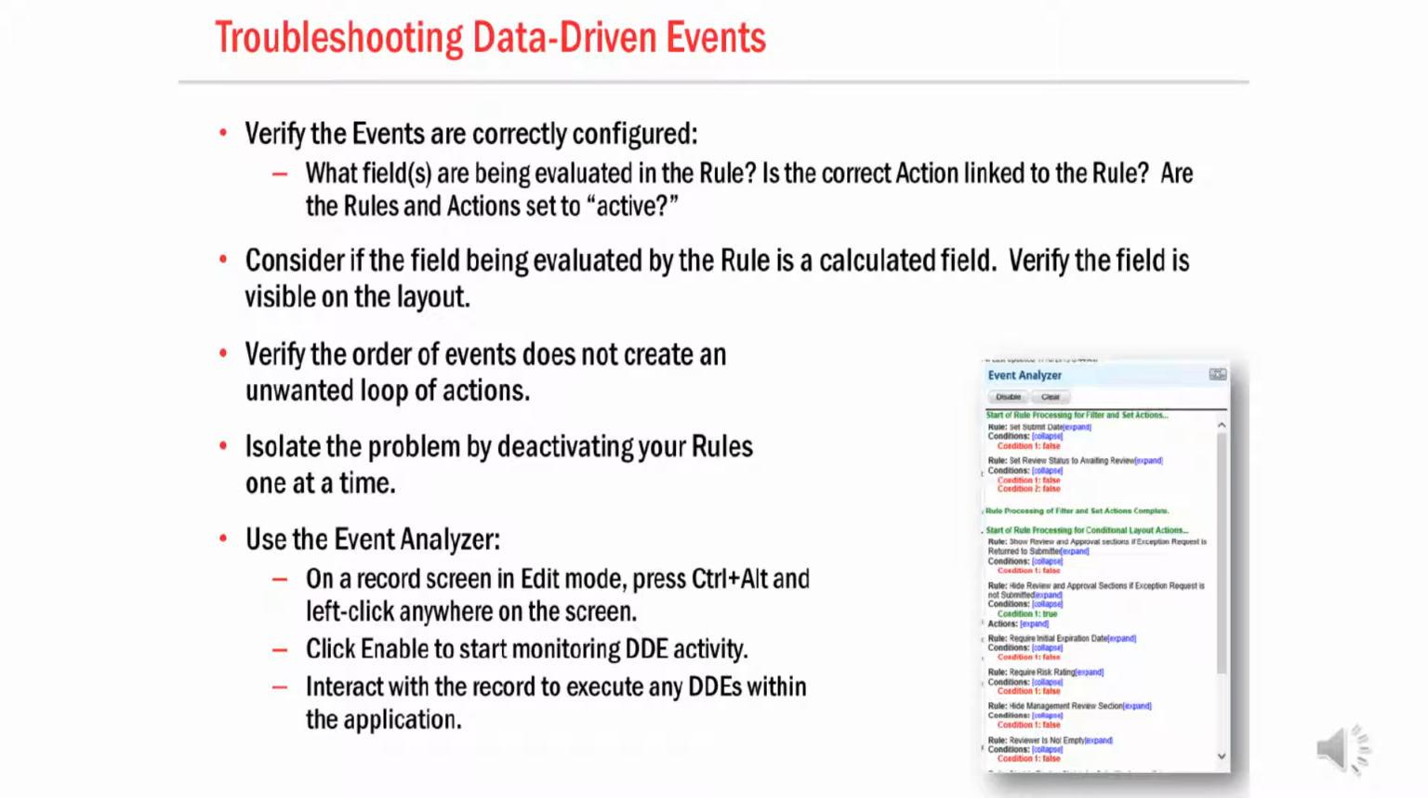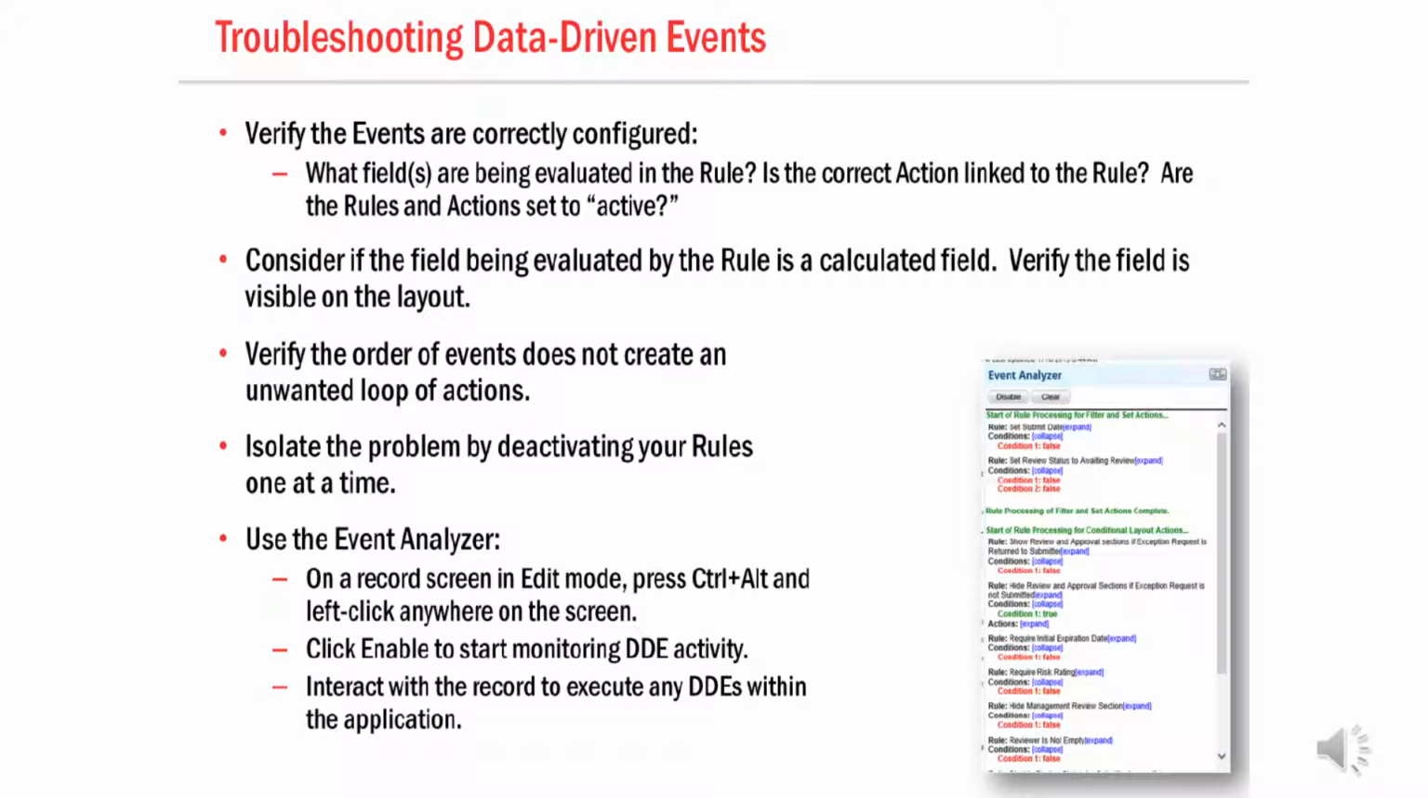Use the Event Analyzer. This is a dialog box that shows a real-time summary of the rules and actions in an application and how the conditions are evaluated. To open the Event Analyzer, open a record for editing within the application you want to troubleshoot. Hold down the Ctrl and Alt keys on your keyboard, and left-click anywhere within the body of the record. The Event Analyzer window will open. Click the Enable button to begin monitoring activity.